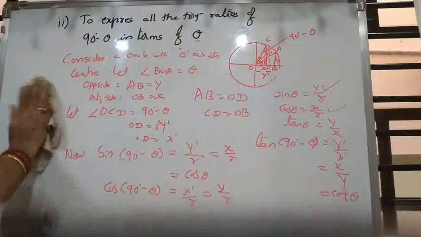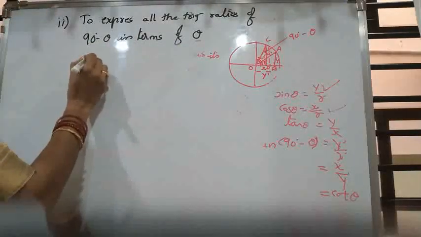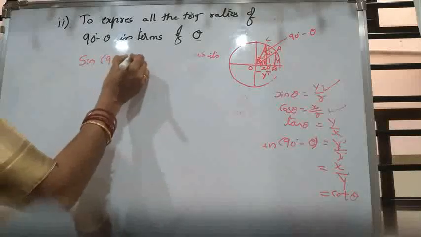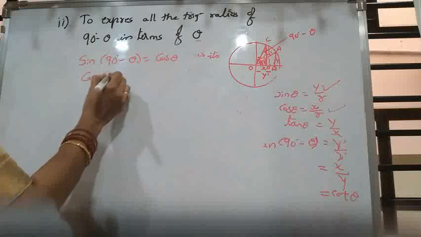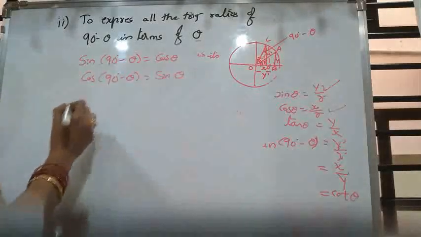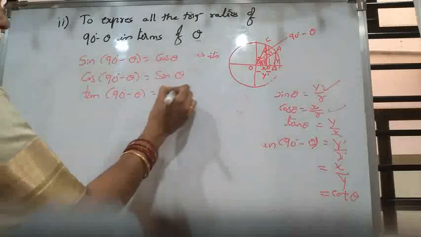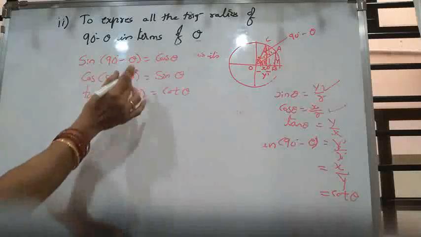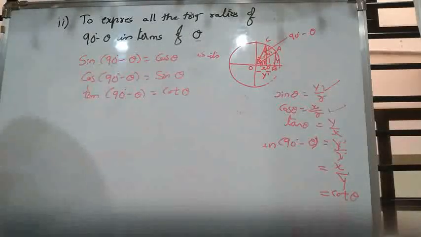Thus, we have proved: sine of 90 degree minus theta is cos theta. Cos of 90 degree minus theta is sine theta. Tan of 90 degree minus theta is cot theta. Sine changes to cos, cos changes to sine, with 90 minus theta.